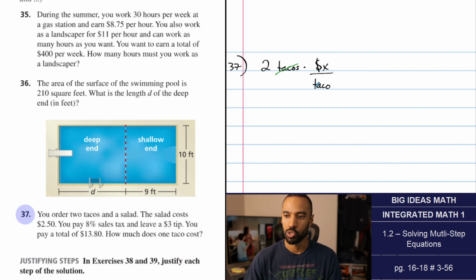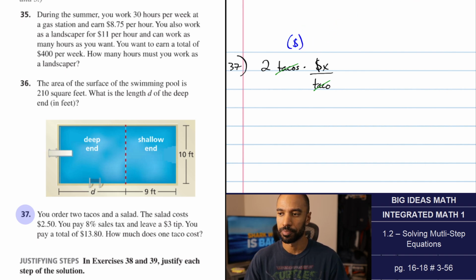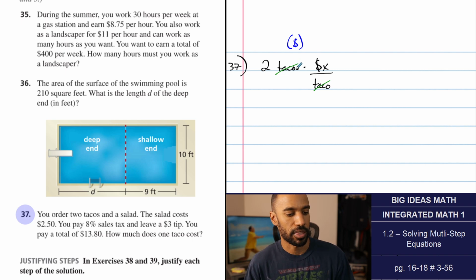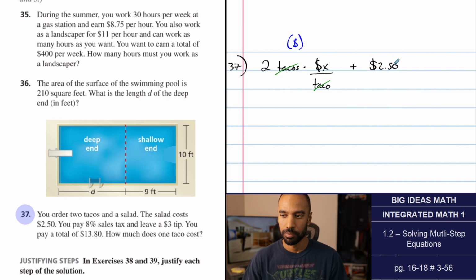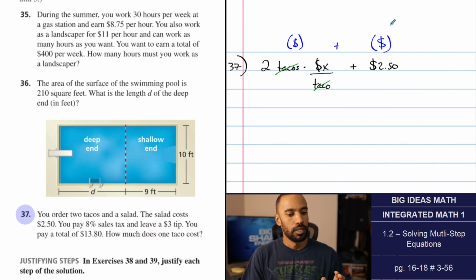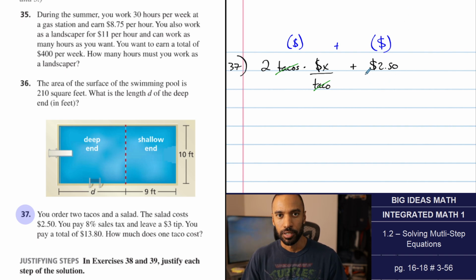Tacos divided by tacos will now equal dollars. Even the 2 is part of the tacos portion, but 2 will multiply by the X, so this is a dollars amount. So far, so good. We spent this much money on tacos. We also spent this much money on salad, $2.50. That is dollars. So dollars plus dollars, so far so good. Now, we also leave a $3 tip, but that comes after tax. So tax, you pay 8% sales tax.